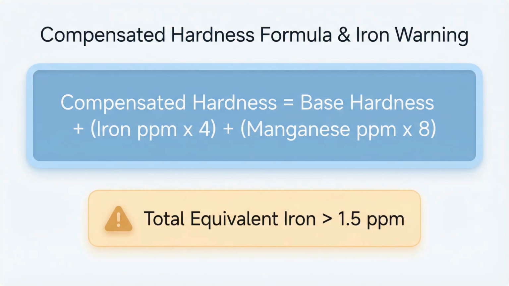But what if the water contains iron or manganese? We have to calculate what is called compensated hardness. Every part per million of iron adds 4 grains per gallon of hardness, and manganese adds 8. If the total equivalent iron exceeds 1.5 parts per million, you will actually need a dedicated iron filter installed upstream of the softener to prevent the resin bed from fouling.